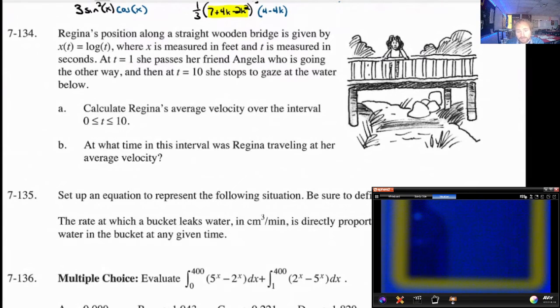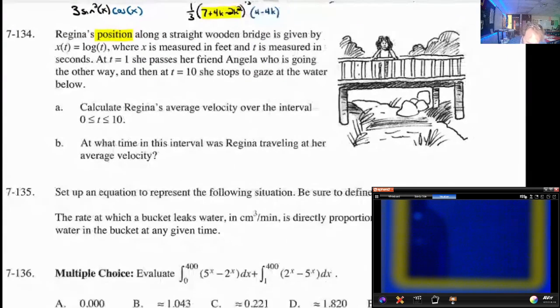We should keep in mind that all the information we're given is the position along a straight wooden bridge, and it's given by x equals log of t. Let's think about this for a minute. Do we need Angela's information for anything? I'm curious here. Her position is given by x of t equals log of t. x is in feet, and t is measured in seconds. At t equals 1, she passes Angela, going the other way. At t equals 10, she stops and gazes at the water below. So I guess I have no problems. I don't know why Angela's in there, and I don't know why it's important that she passes Angela or that she stops at x equals 10.